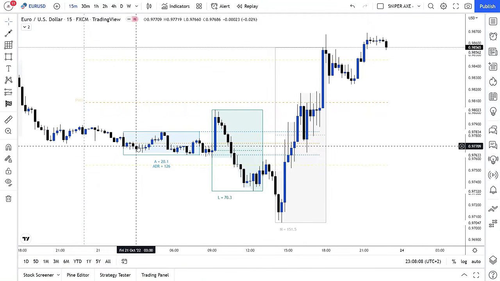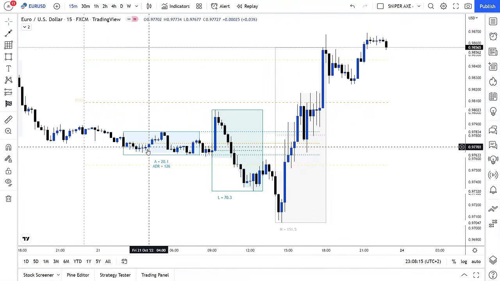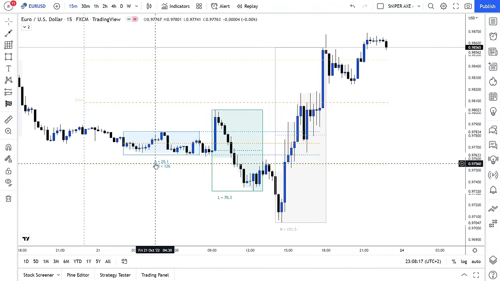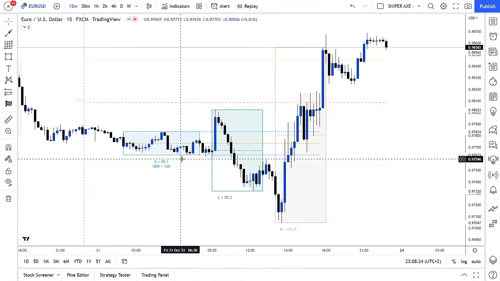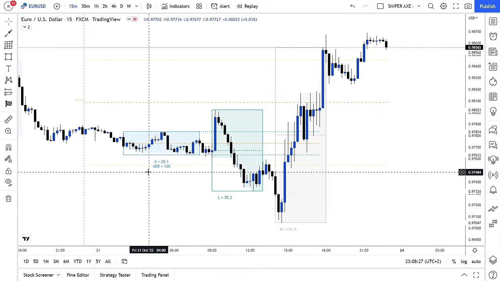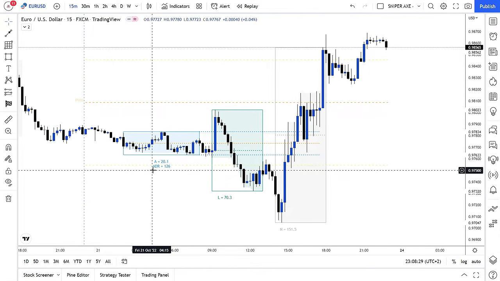It's associated with the accumulation or ranging markets, right. So if you look below the box, you see they wrote A equals 20.1. A represents the Asian session, which is 20.1 pips. That's the range, right. Then ADR, what we call average daily range. I'll explain it in the upcoming videos, but this is an estimation of the expected daily range, the pips expected to be moved by price on that very day, right.